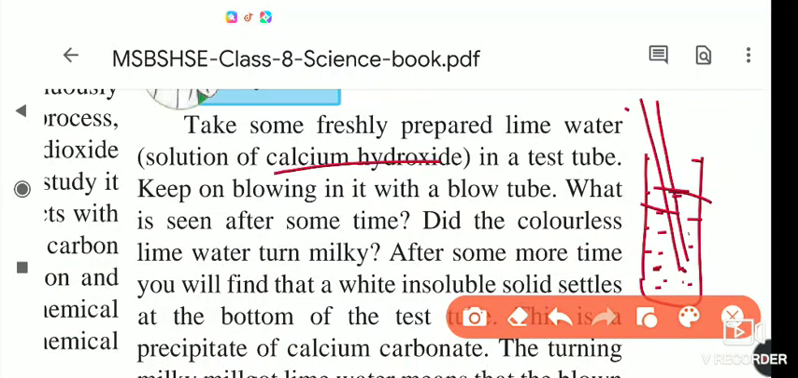But when we blow inside it, from our respiration, the CO2 gas, as we know, is emerging out. Because of this CO2 gas, the lime water, which is calcium hydroxide, reacts with the CO2 and turns milky. First of all, its color changes, it turns milky.